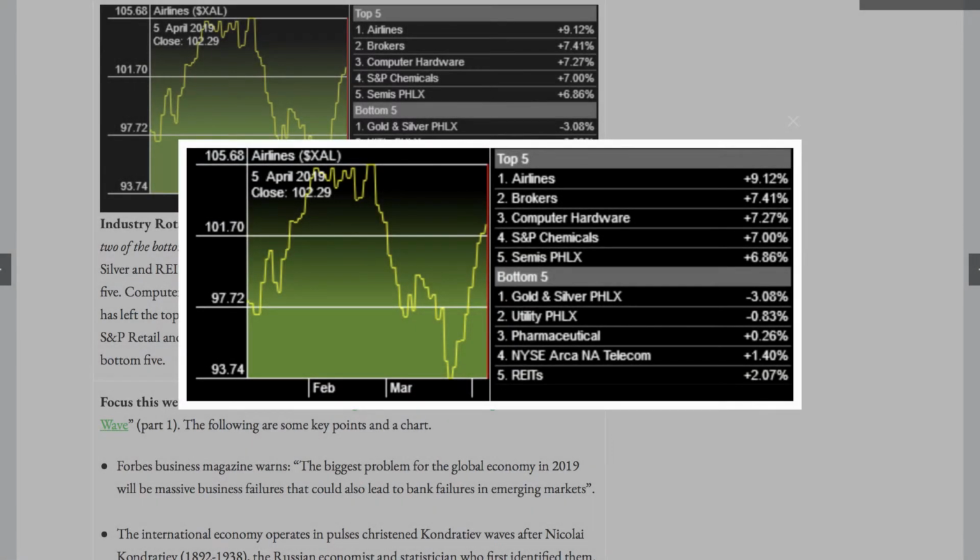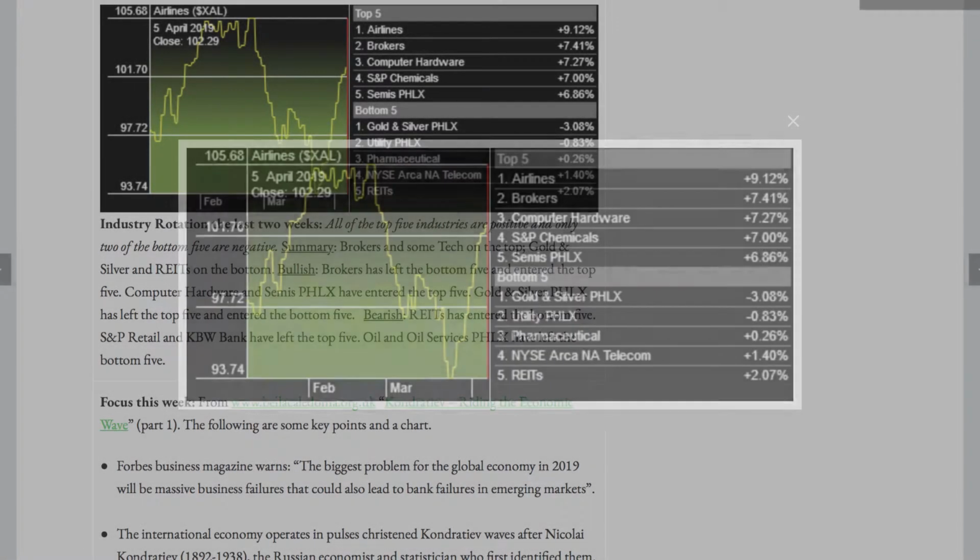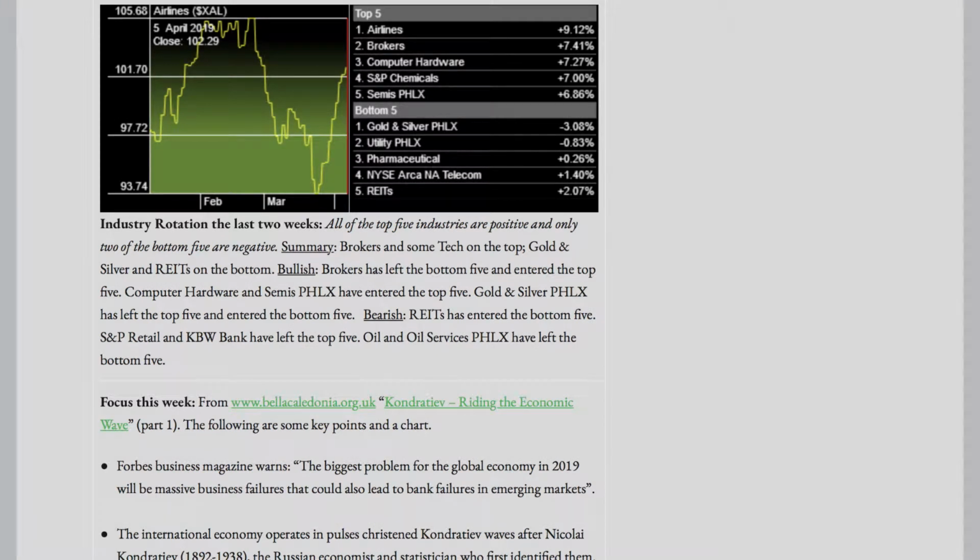Industry rotation, the last 2 weeks. All of the top 5 industries are positive, and only 2 of the bottom 5 are negative. Summary: brokers and some tech on the top, gold and silver and REITs on the bottom. Bullish brokers has left the bottom 5 and entered the top 5. Computer hardware and semis have entered the top 5.